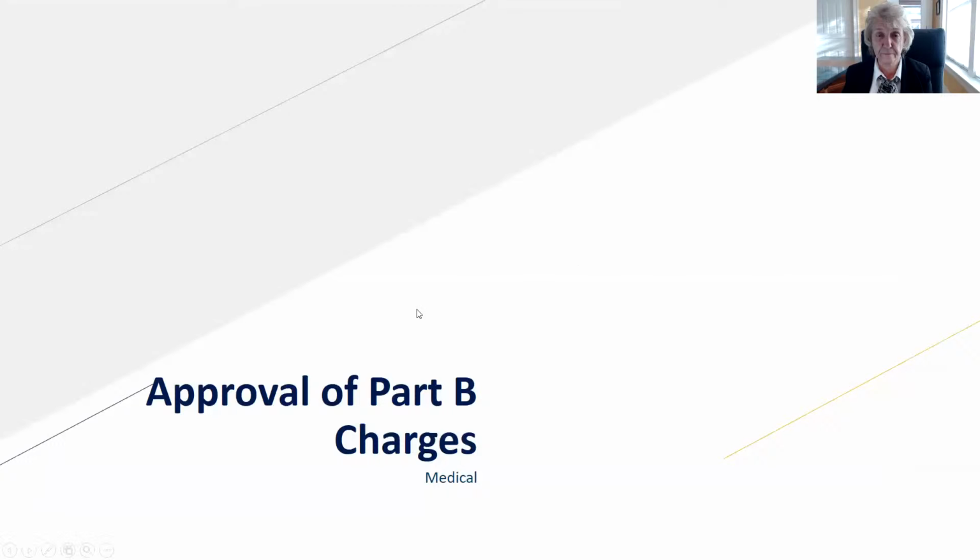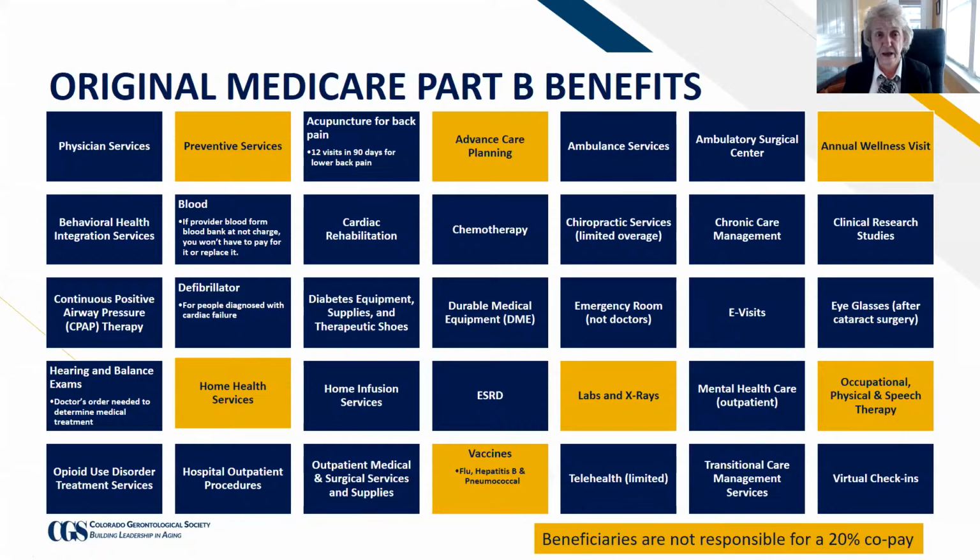Let's look now at Part B coverage, which is the medical part. And these are in original Medicare, the Part B benefits. So as you can see, there's a wide number of benefits that are covered under Medicare Part B. The ones that I have highlighted in yellow are the ones that do not require a 20% copay. So if you are in a Medicare Advantage, these services will be provided at no cost. There is no copay and there's no 20% out of pocket.